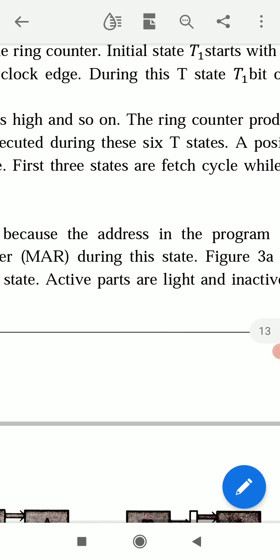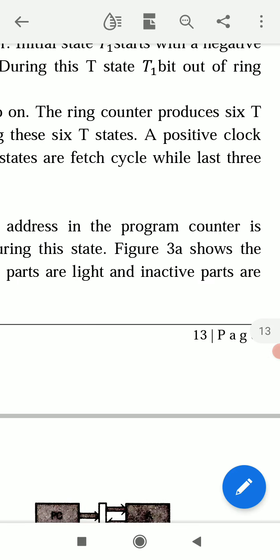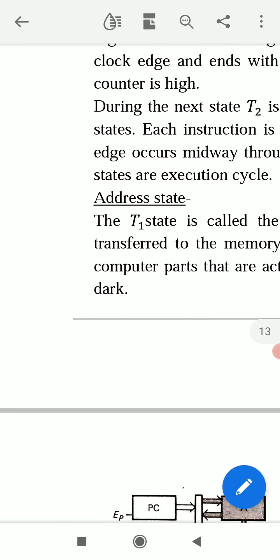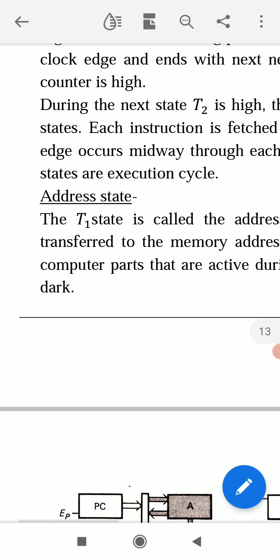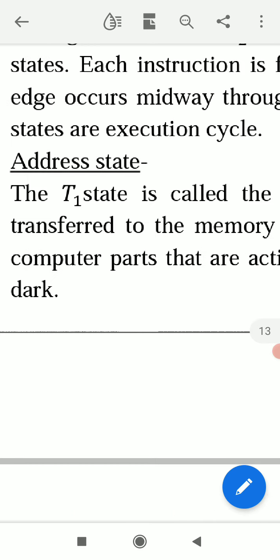First 3 states are phase cycle while last 3 states are execution cycle. So there are 6 T states. First 3 T states T1, T2, T3 are phase cycle and the next 3 states T4, T5, T6 are execution cycle. First state, T1 state, is address state.